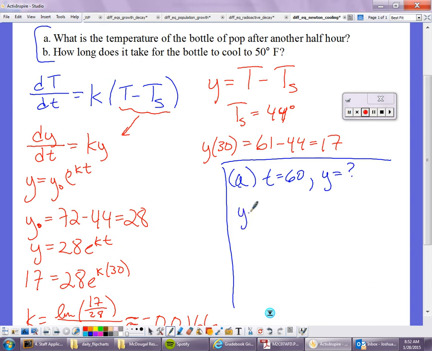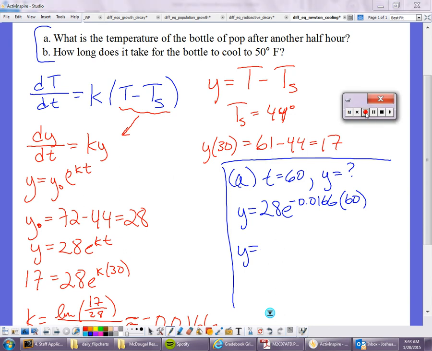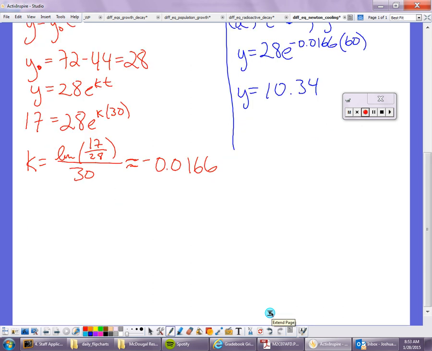Well, we know Y equals, what is it? 28, the initial difference, e to the negative 0.0166. And after an hour or 60 minutes, I did it in terms of minutes. You could have done it in terms of hours. And you get some number. What do you get? Y equals, this is the part where you want to be careful. I get Y equals 10.34.